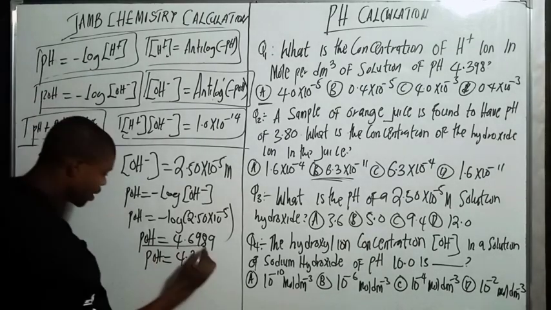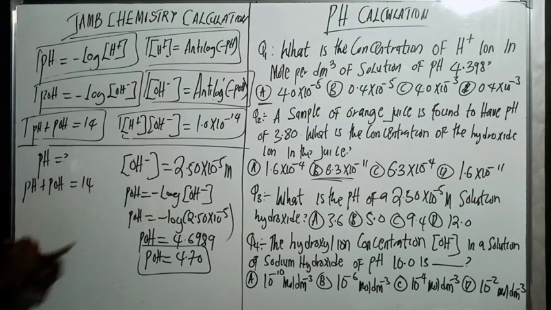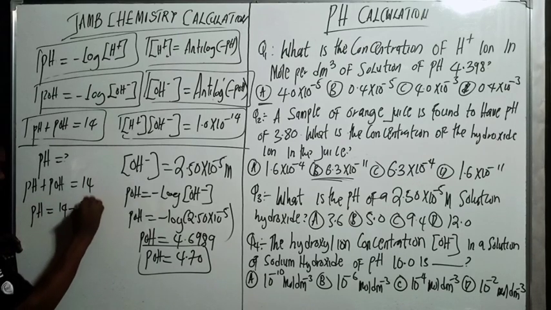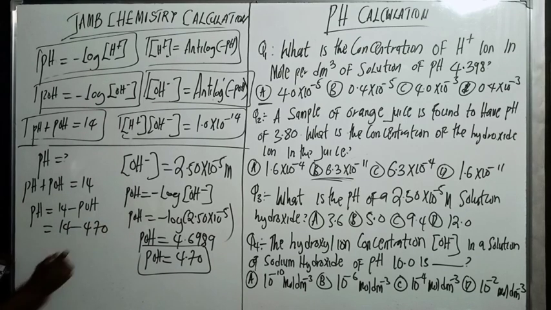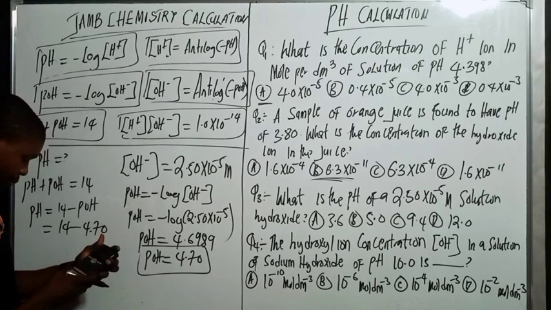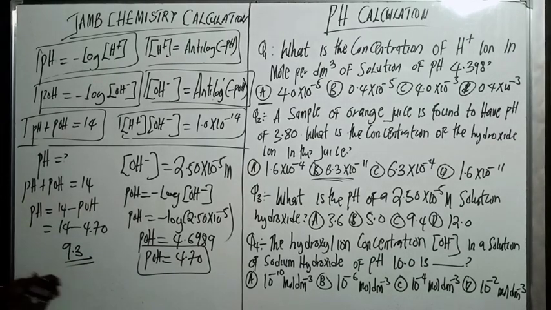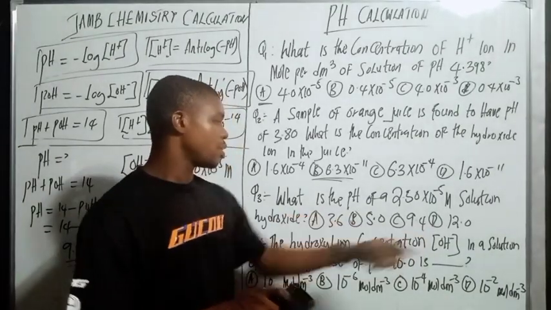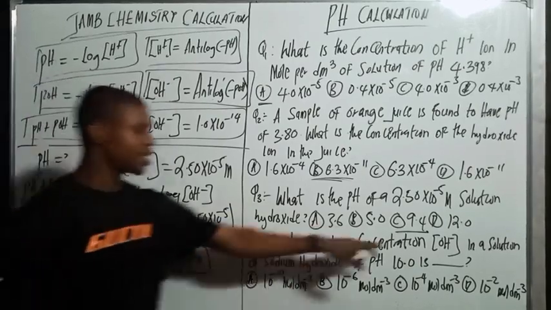Since I've got this, remember pH plus pOH equals 14, right? So if I make pH the subject, pH equals 14 minus pOH. So we do 14 minus 4.70. You have 9.3, so my pH was 9.3. Let me see, yes, I have 9.4 in the options. I can take this one because 9.3 and 9.4 are close. So C is my answer.